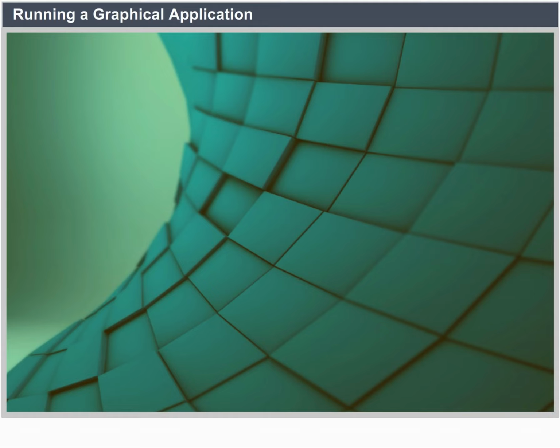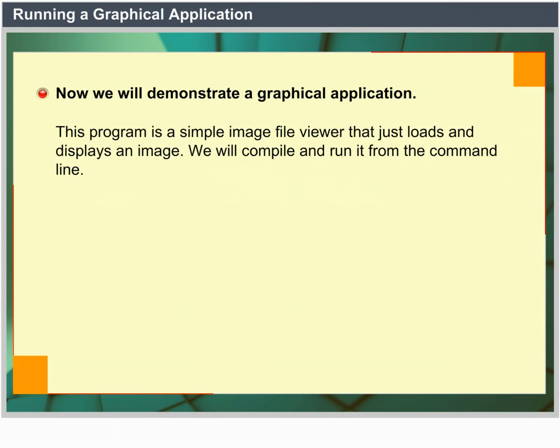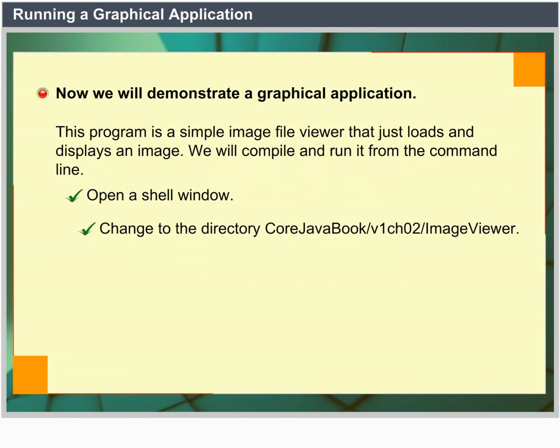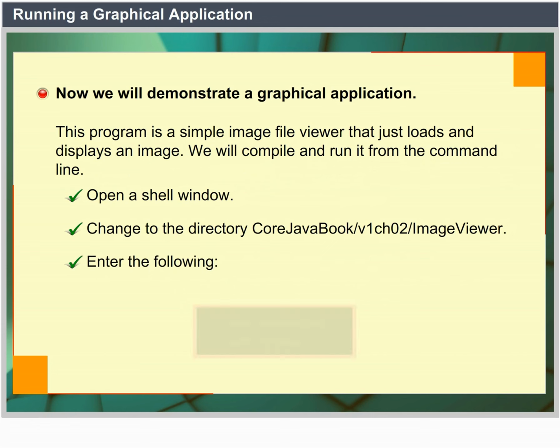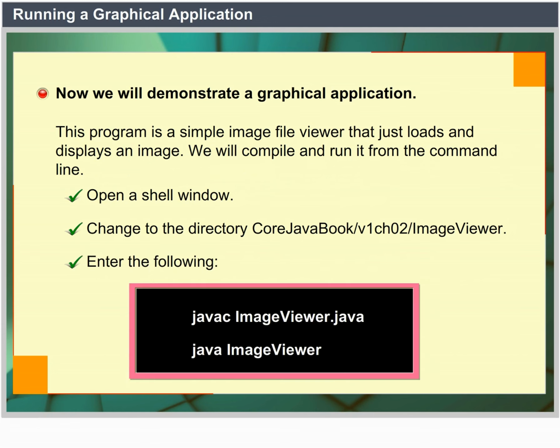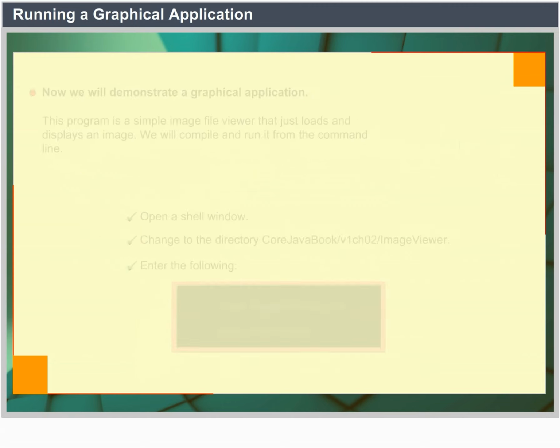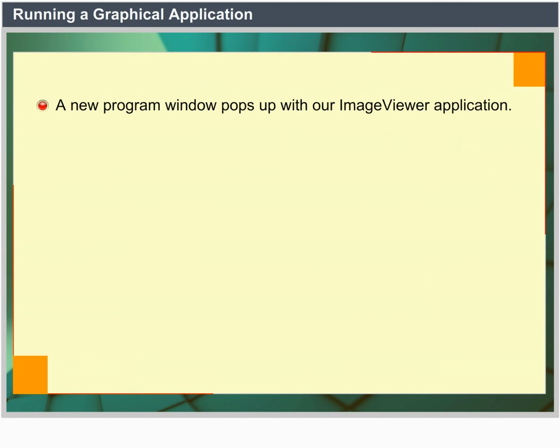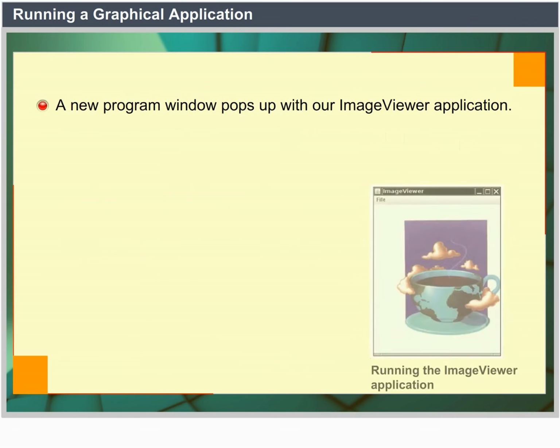Running a graphical application. Now we will demonstrate a graphical application. This program is a simple image file viewer that just loads and displays an image. We will compile and run it from the command line. Open a shell window. Change to the directory corejavabook/v1ch02/imageviewer. Enter the following. javac ImageViewer.java. java ImageViewer. A new program window pops up with our image viewer application.